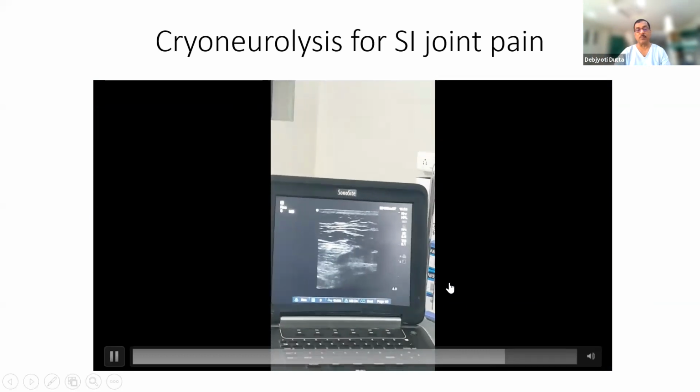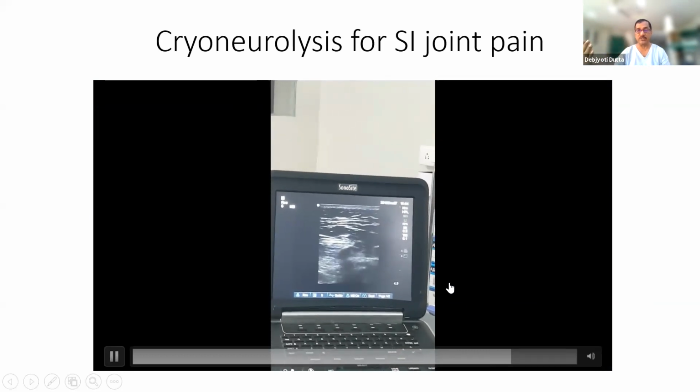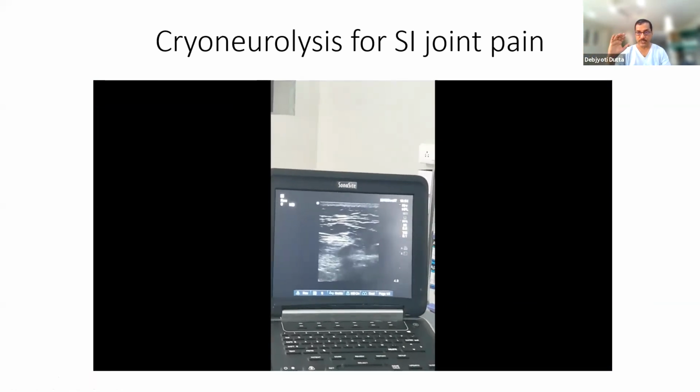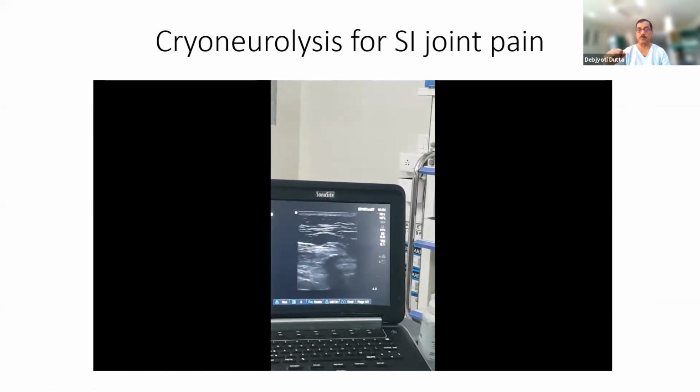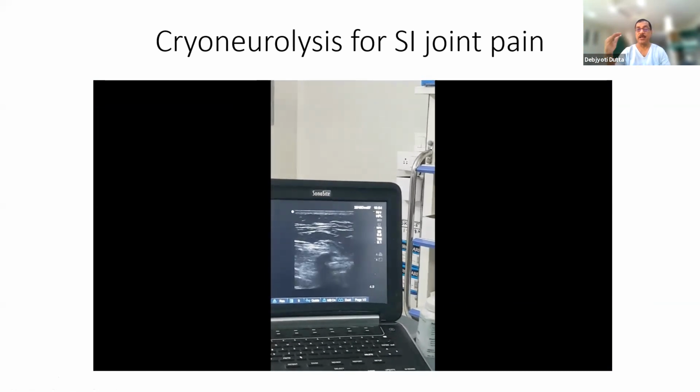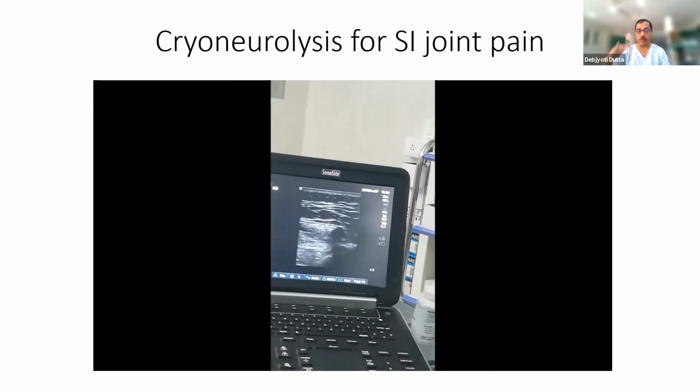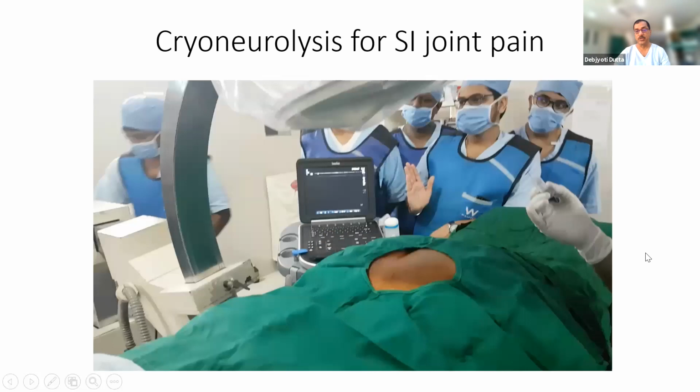And in the sacroiliac joint, normally we take the help of both ultrasound as well as CT guidance. With CT guidance, you cannot see the lesion, the ice formation. But with the ultrasound, you can see the ice formation. There will be hyperechoic areas, followed by an acoustic shadow.